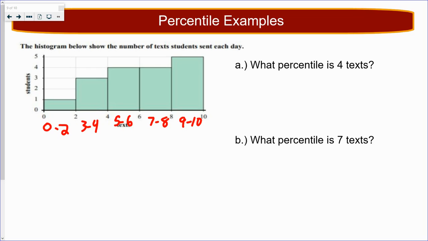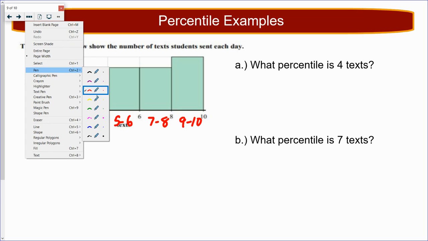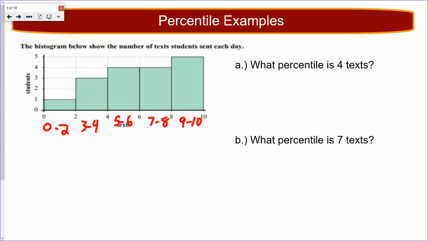So this way of representing this data was not perfect, it wasn't great, but it shows you the upper boundary of each of these frequencies. So let's start looking at this data a little bit more. This frequency from 0 to 2, there was one student, but we don't know if that student sent 0, 1, or 2. In this bar, the frequency is 3, and they sent 3 to 4. This one here, the frequency is 4, the frequency is 4, the frequency is 5.